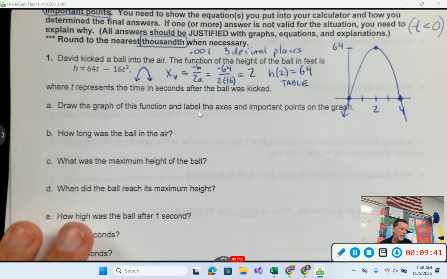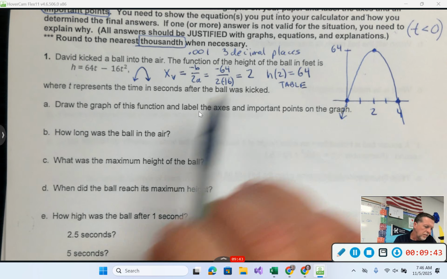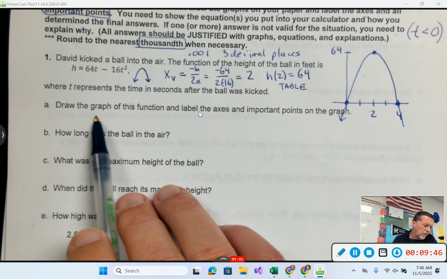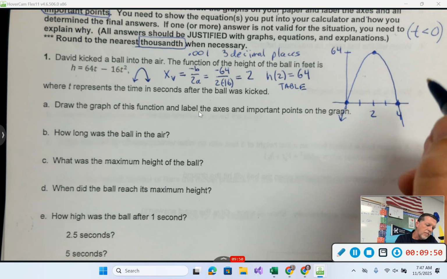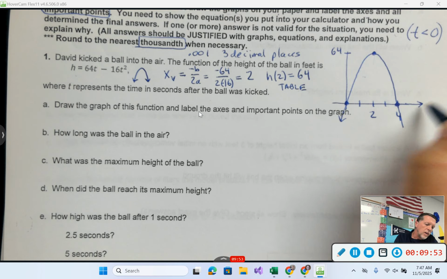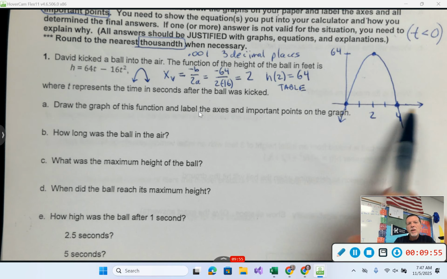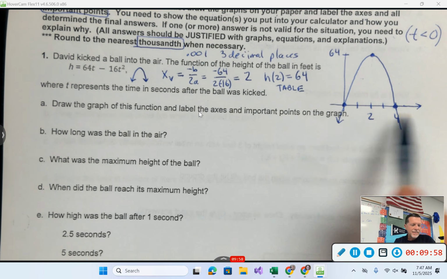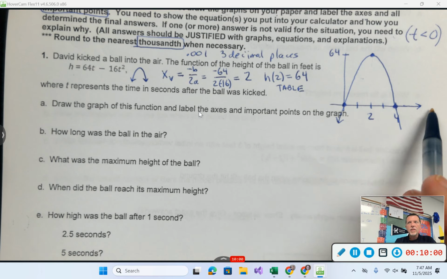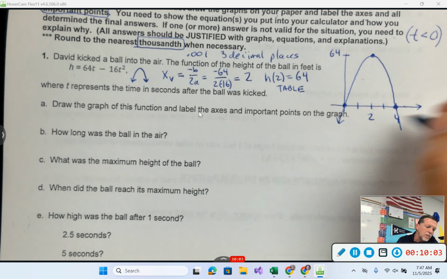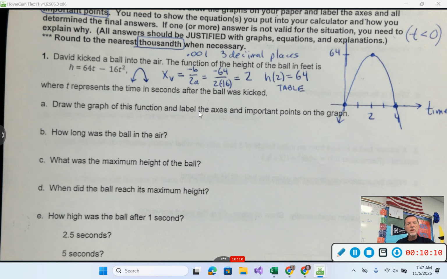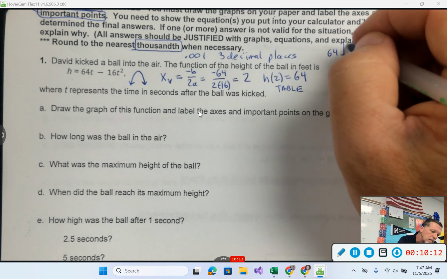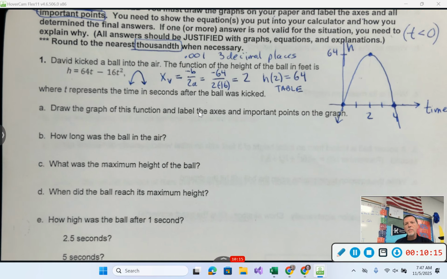Okay, what do we need to answer next? We've got our picture. Part A, draw the graph of this function, label the axes and important points on the graph. Okay, so on my calculator this is the x-axis, but in this particular problem, what axis is this? Time. So it's still the left-right axis, but it's measuring time. It's the independent variable, so it's time. And what about my y-axis? What's that measuring? Height.